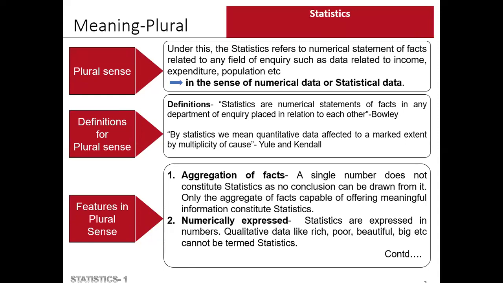Based on this pluralistic principle, the definition was given by Bowley. According to him, statistics are numerical statements of facts in any department of inquiry placed in relation to each other. So this is what Bowley says. And according to Yule and Kendall, statistics basically means quantitative data affected to a marked extent by multiplicity of causes. That means we're going to study statistics by using quantitative data and how this quantitative data is going to influence the outcome by a multiplicity of causes. So that is what Yule and Kendall have analyzed. They have given this definition based upon the pluralistic principle.